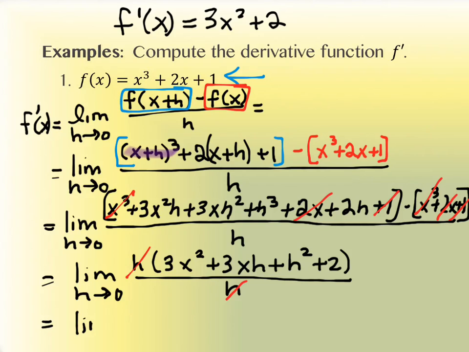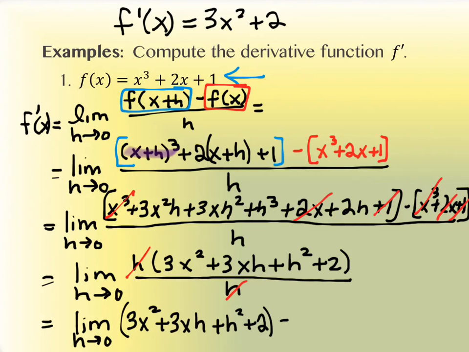So now we are at the point where the limit as h approaches 0 is of the function 3x squared plus 3xh plus h squared plus 2. Now, is it possible to actually plug 0 in for h? Absolutely is. And if I do that, what will I get? 2. Now take a moment and take a look. This said to compute the derivative function f prime.